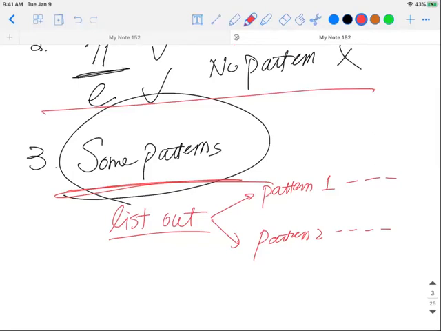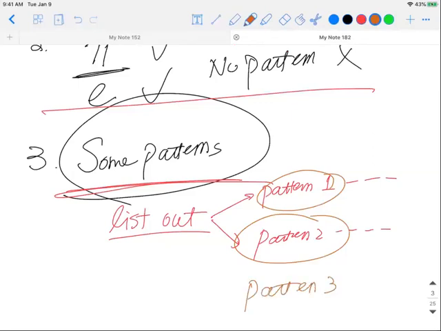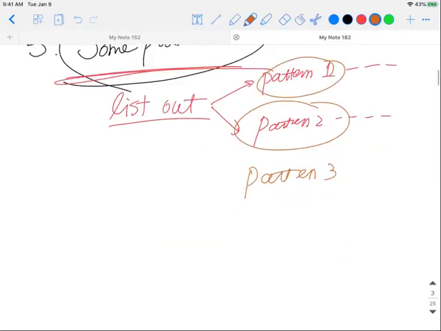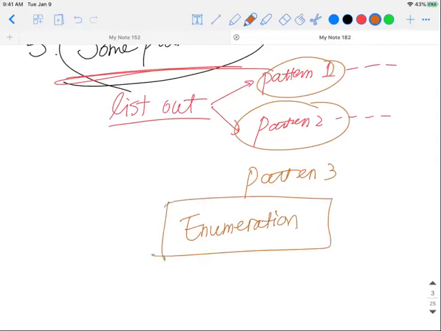And the technology we're using to list out pattern 1, list out pattern 2, all the way list out pattern n, in mathematics, we have a professional word for it. So we call this enumeration. Okay? This is called enumeration. If you do some Google, what does enumeration mean? Enumeration means list them one by one. However, in a more organized way, in a more patternized way, not randomly list out one after another.